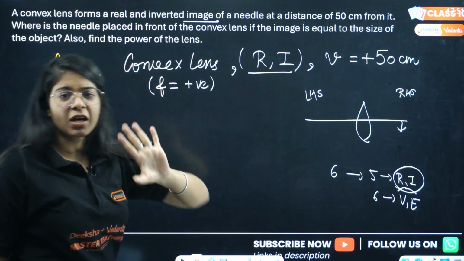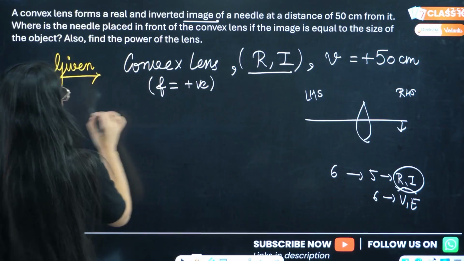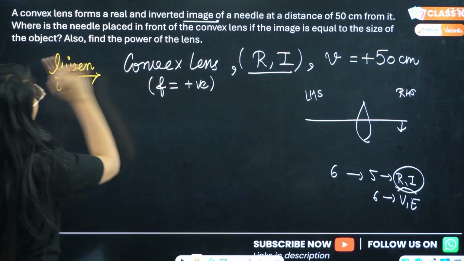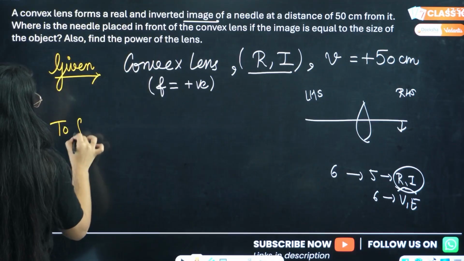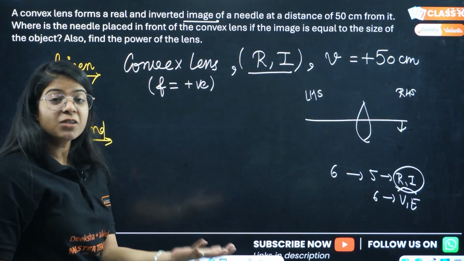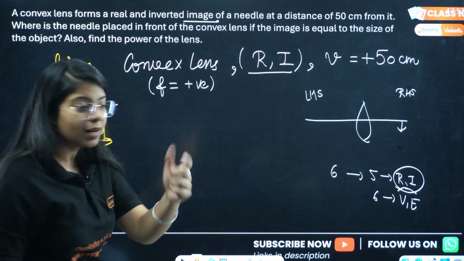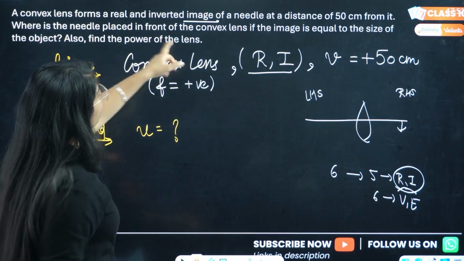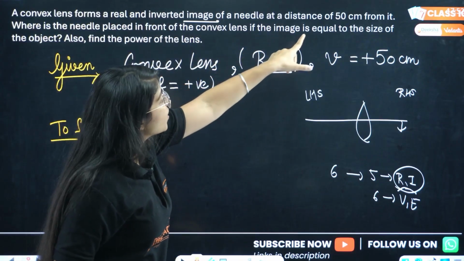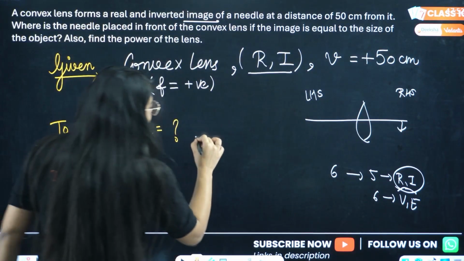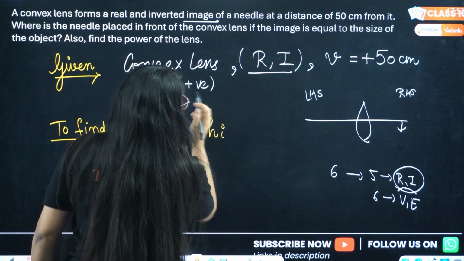Now let's just solve this. I am giving this as homework to you. Okay, now let me explain the question. I won't let you go like this. Where is the needle placed? Now they're asking where the needle is placed. That means the object distance, the actual needle. So we have to find the object distance in front of the convex lens, if the image is equal to the size of the object, if the height of the image, oh, this is given.